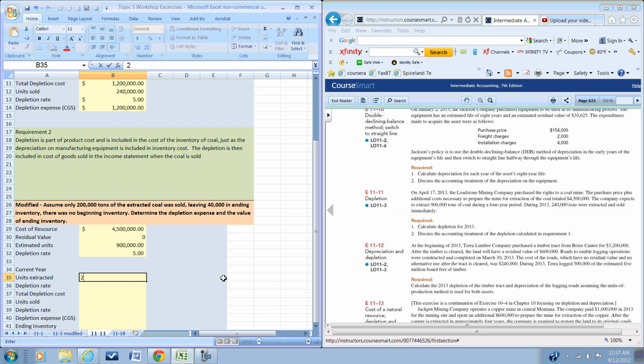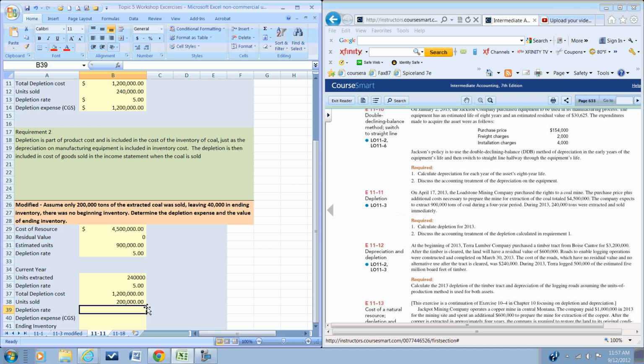We extract 240,000 tons of coal. Our depletion rate is $5 a ton, so our total depletion cost is the same as we calculated before, $1,200,000. However, in this case, we only sold 200,000 tons of coal.